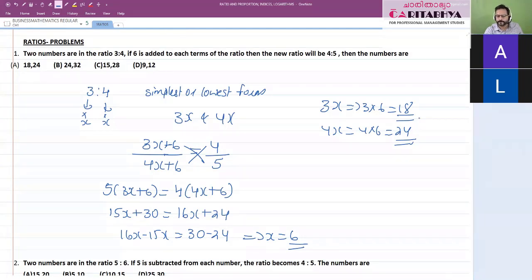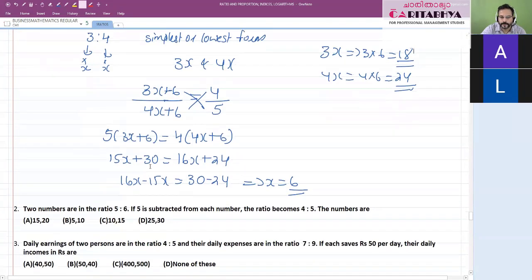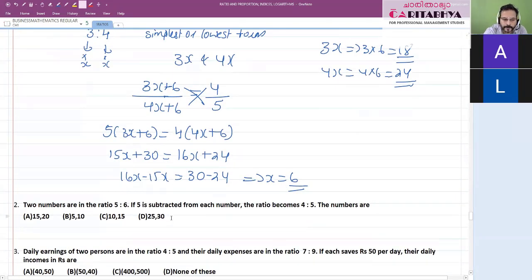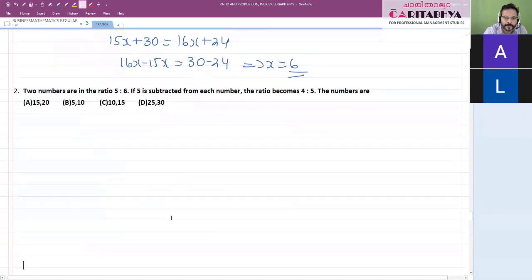Is it clear? Yes, sir. Clear. So, if you have any doubt, respond in the chat. Clear? Clear. Next question then. Yes, sir. So there is another question.